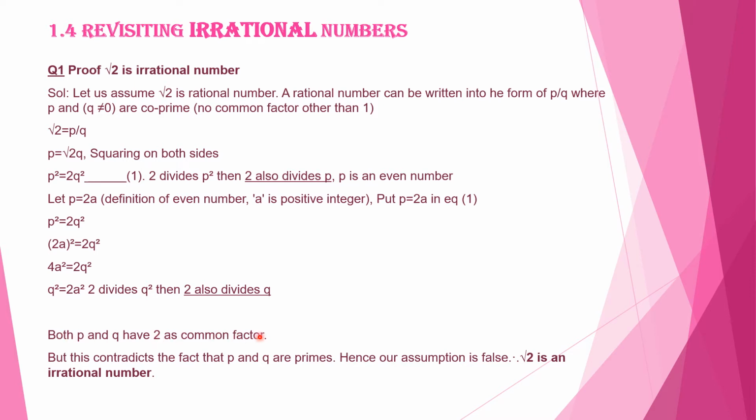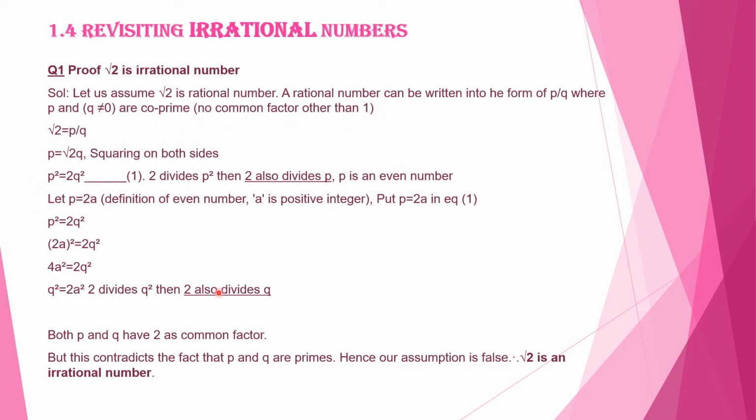Now students, if you try to recollect what we have said over here, a rational number in the form p by q should not have any common factor other than 1. But what we have seen here is that p and q have 2 as a common factor, which is definitely contradicting our statement. We said above that root 2 is a rational number, and if root 2 is a rational number, it should not have any common factor other than 1.